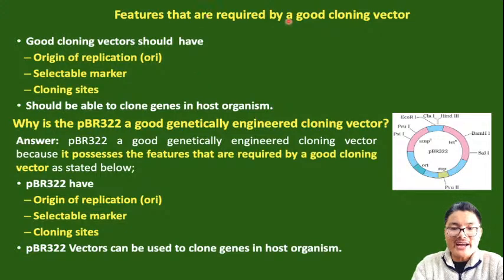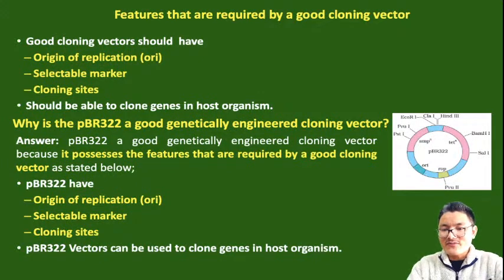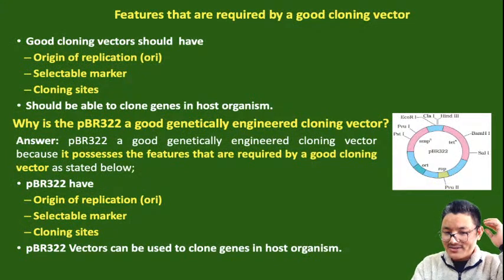The features required by a good cloning vector, and why pBR322 is a good genetically engineered cloning vector, are the most important part. Otherwise, other points are additional and good for you if you have understood. I don't think it's good if I take more time, so we'll discuss in the next class.